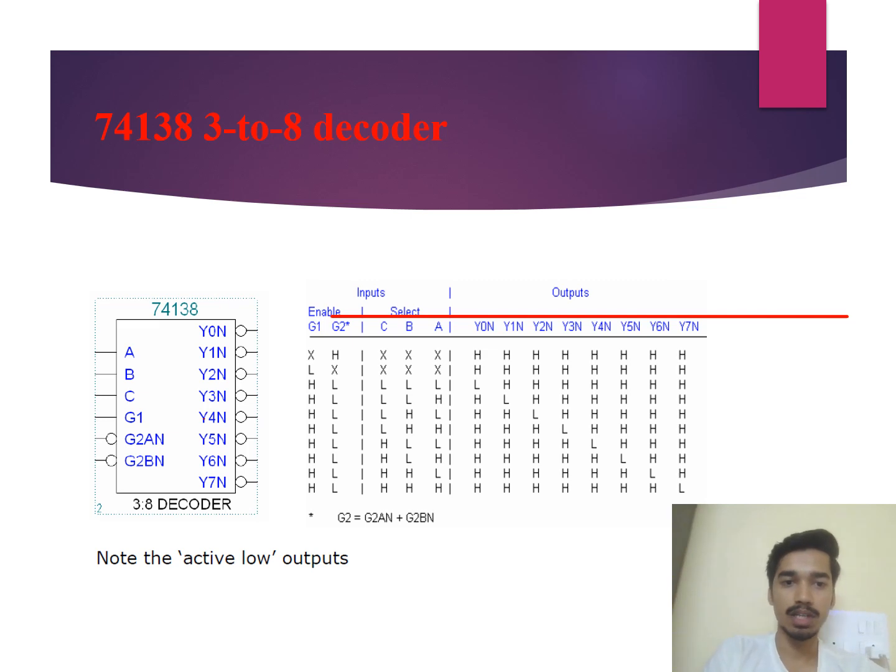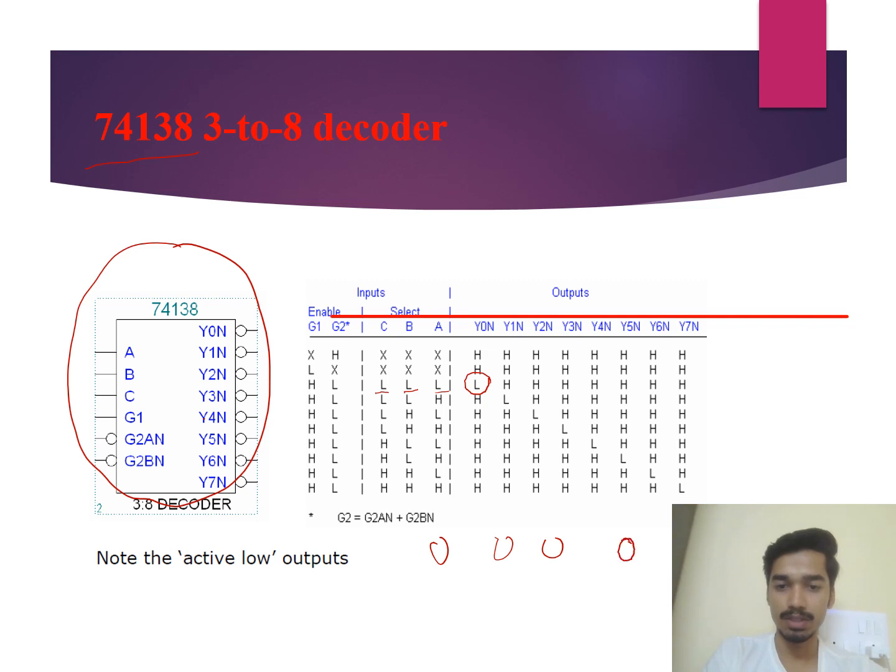Coming to the truth table slide, we have this IC representation of the 3 is to 8 decoder. 74138 is the IC number of the 3 is to 8 decoder. And in this truth table, we are representing low, low, low. The first input is all three low, so y0 will be low and rest all will be high. So it's like 0, 0, 0, the first y0 will be 0, and rest all will be 1.